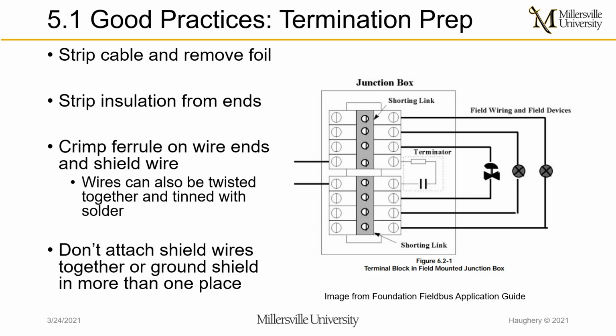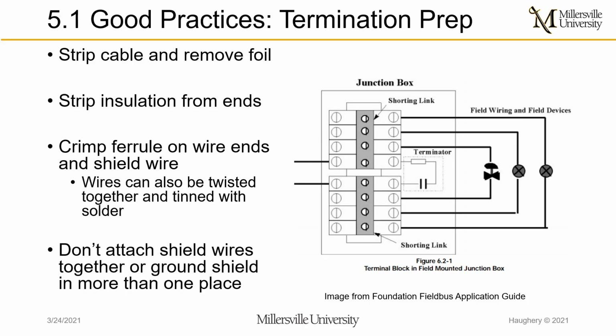Some good practices for terminating the Fieldbus cable is to strip the cable and remove the foil, strip the insulation from the ends of the wire, then crimp ferrules on wire ends and shield wire. Ferrules are small metal caps that, if it's stranded wire, will allow very easily for one to take a set screw on the bus and just tighten it down. It'll thread into this metal instead of having the screw go into loose strands of wire. It increases safety for the end user.